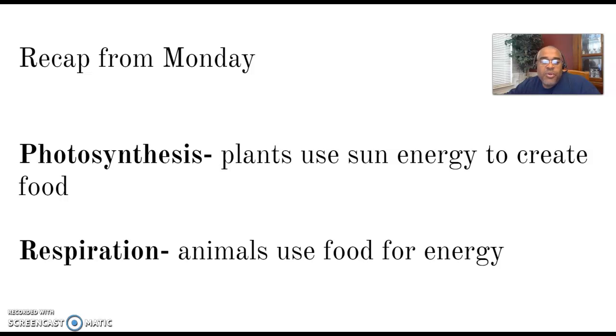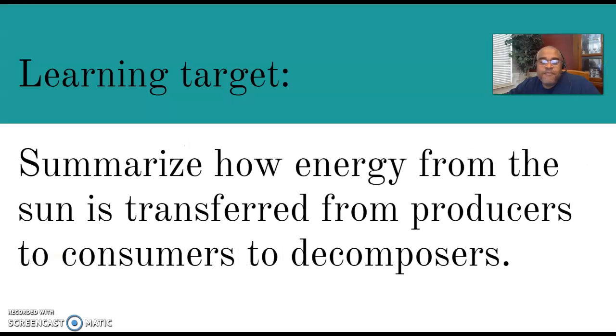Today we're going to really build off of photosynthesis, and we're going to look at this target for today. Summarize how energy from the sun is transferred from producers to consumers to decomposers. We're going to focus on the sun and how the energy from the sun moves from producers to consumers to decomposers.